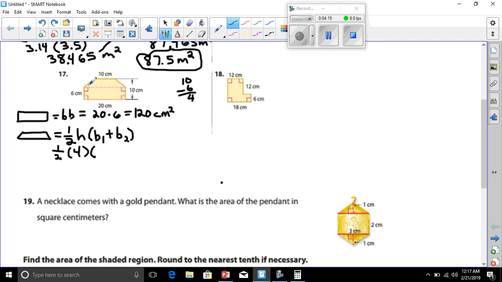And now base 1 plus base 2. Well, base 1 is the bottom of it. And luckily, the bottom of this rectangle is 20. Since it's a rectangle with perfectly 90-degree angles, I know then that this has to be 20 as well. And the top of the trapezoid is already explained to be 10 centimeters. Well, now I've got all the numbers I need to make this work. 20 plus 10, well, that's 30.